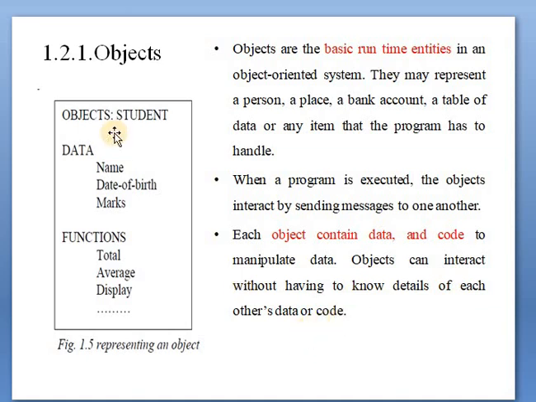Suppose there are two objects like object A and object B, and suppose the object A wants to access the data of object B, so they interact with their member function without having to know details of the object B. So this is a representation of object.